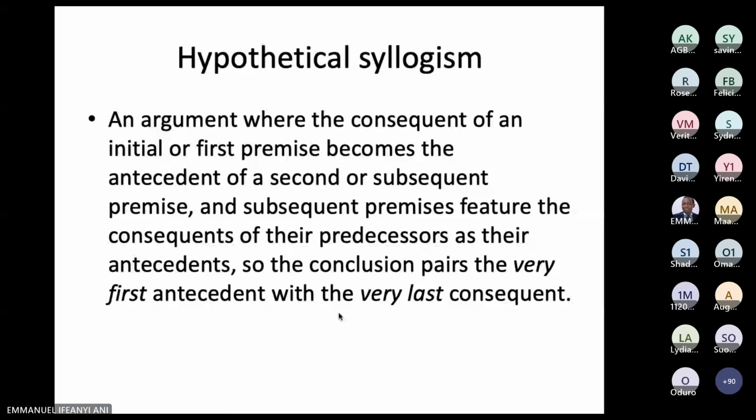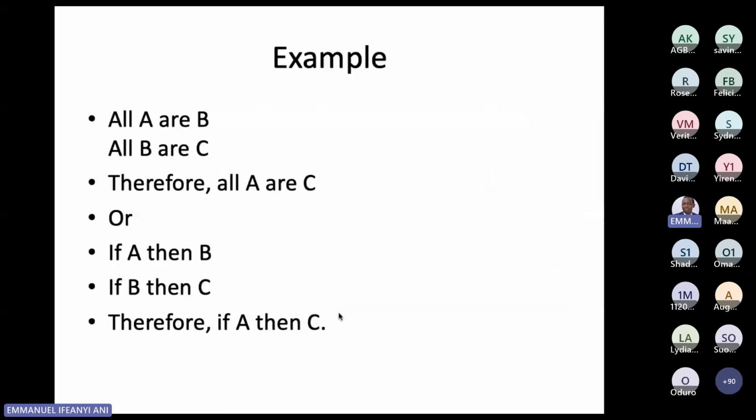And then subsequent premises feature the consequence of their predecessors as their antecedent. The conclusion pairs the very first antecedent and the very last consequent. So let's look at it. Now we said the consequent of one premise becomes the antecedent of the next one.